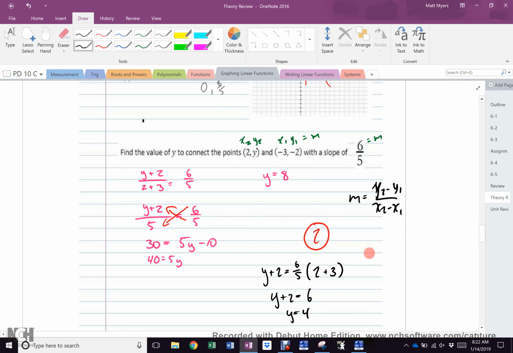Just everyone relax. y plus 2, 2 minus minus 3. 5y plus 10 equals 30. So, negative 1, 2, 3, 1, 2. So if I'm going up 6 and right 5 from negative 2, when I go up 6, I'm at positive 4. When I go right 5, I'm at positive.